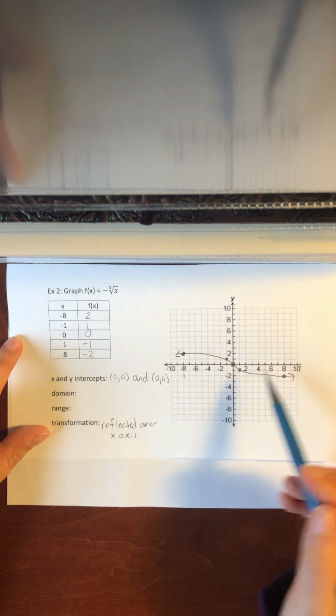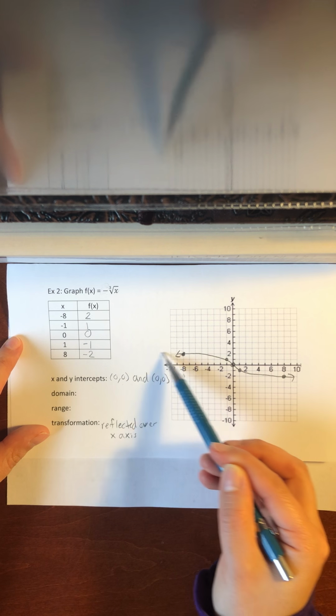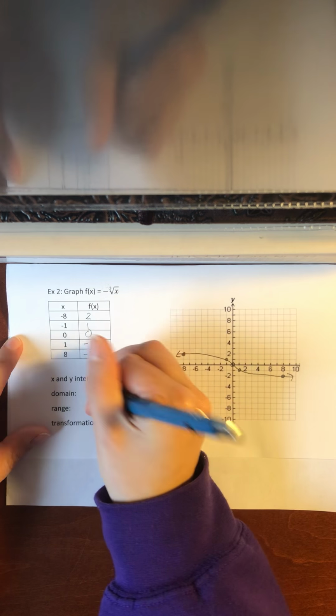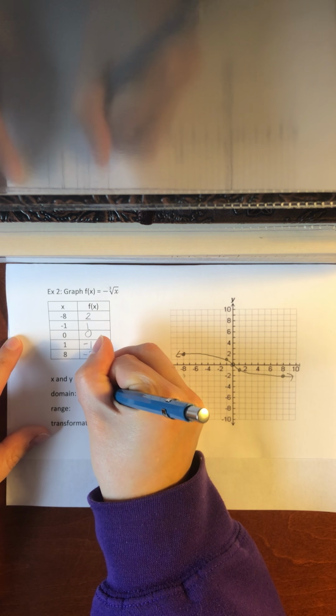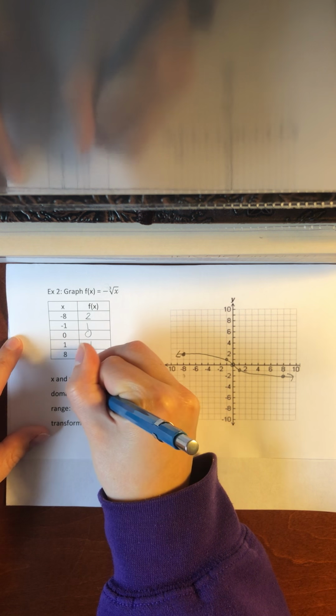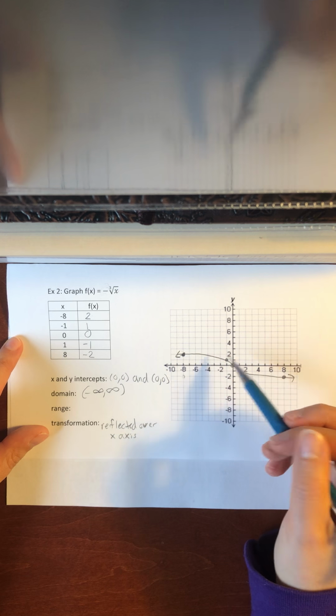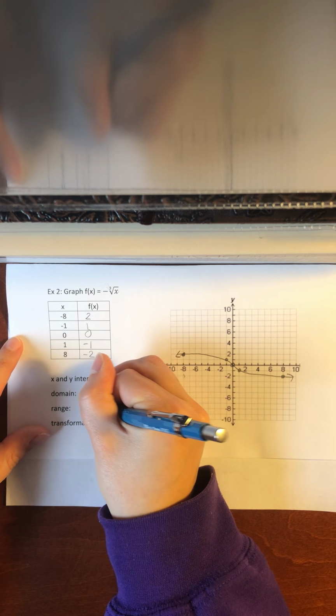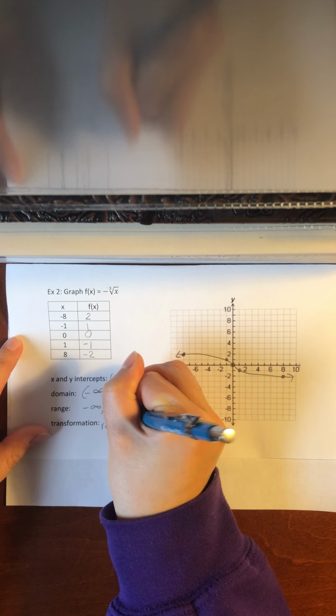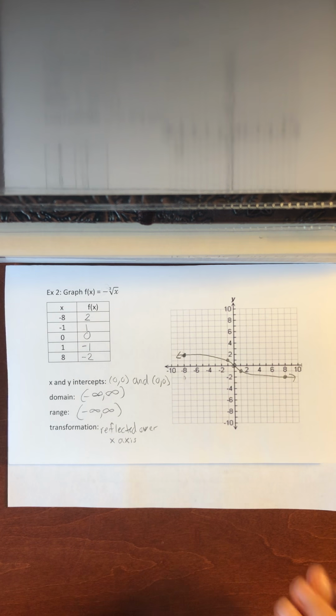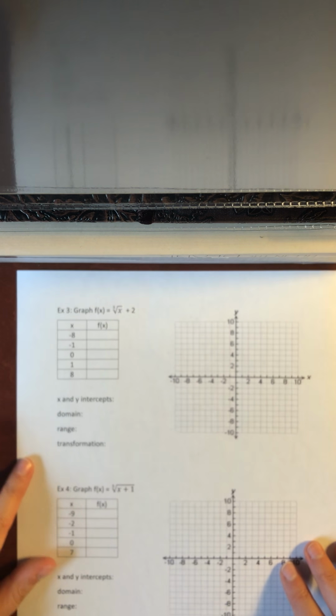Your domain, all of your possible x values go from negative infinity all the way to positive infinity, or you could say all reals. Same thing with the range. They're going to go up and up and up, and they're going to go down, down, down, negative infinity to positive infinity. And it's reflected over the x-axis. That's your transformation. Okay, next.